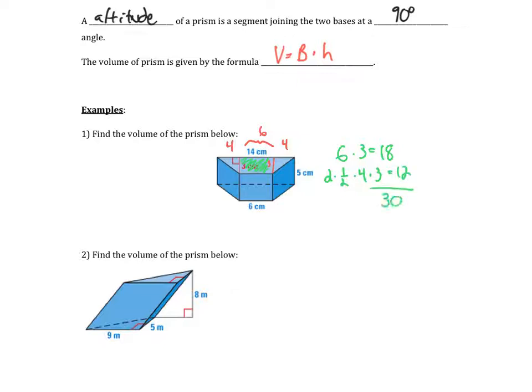So the area of the base, right, that would be your B value, is 30. So the volume would be 30 times the height, which in this case is 5, which would be 150. Do we have units here? We do. Centimeters cubed. Don't forget we are cubed here.